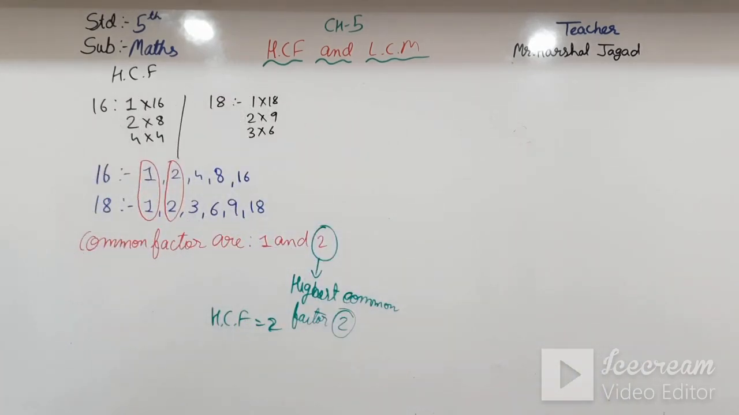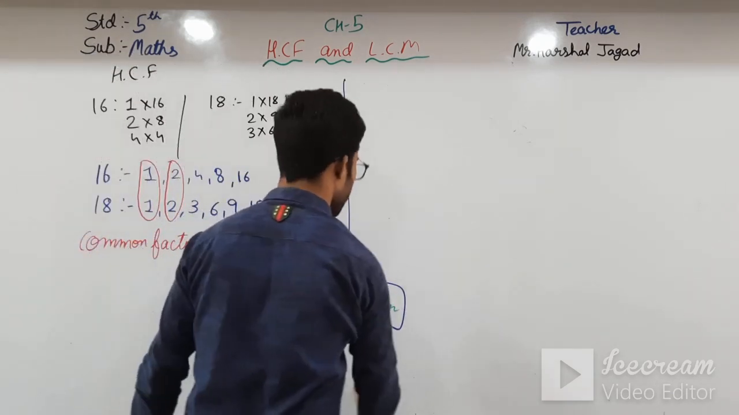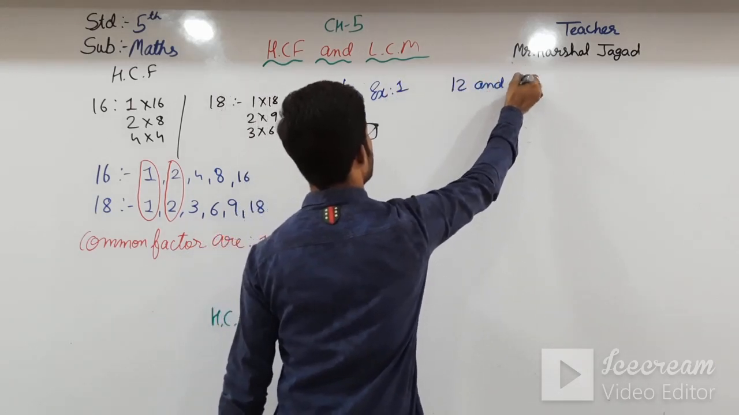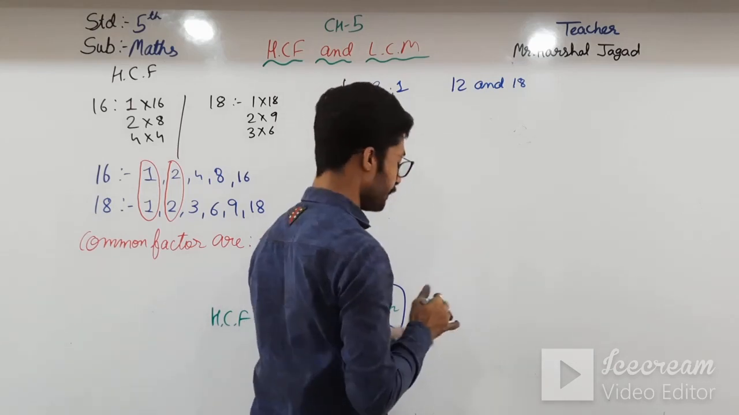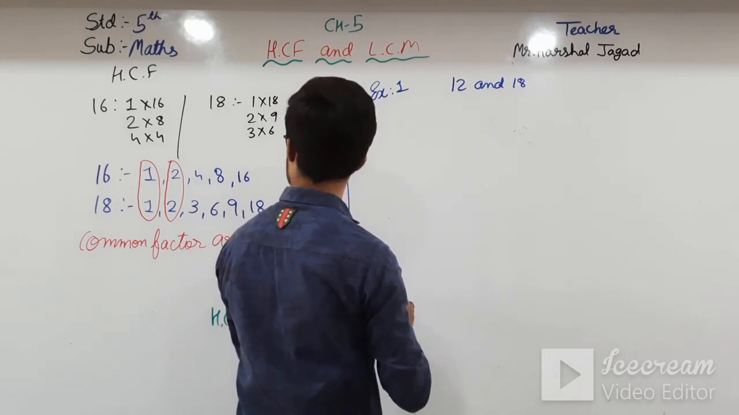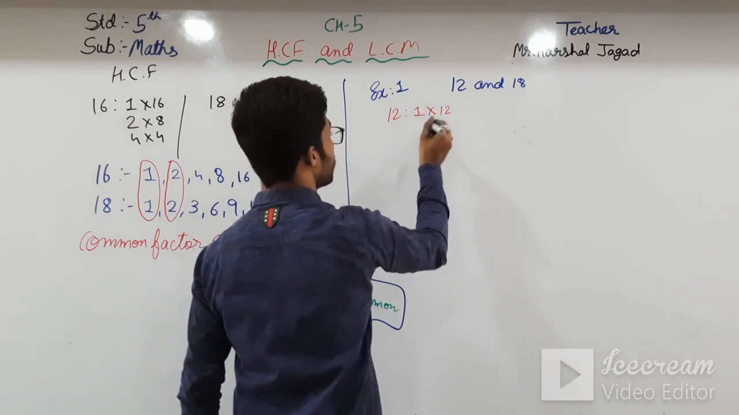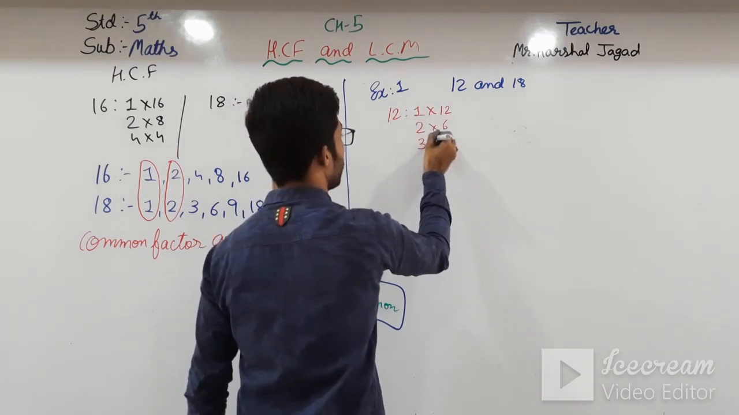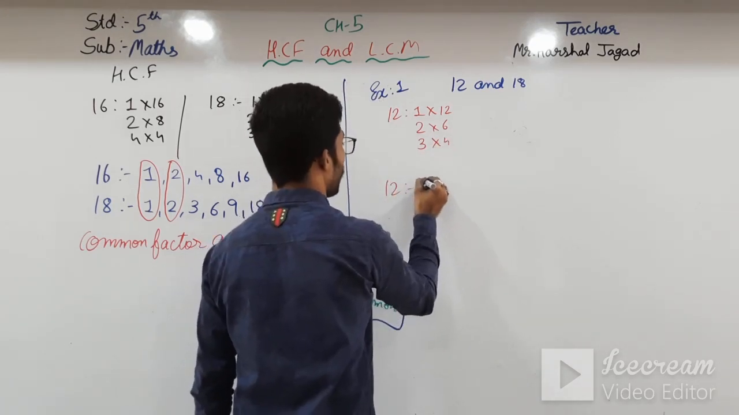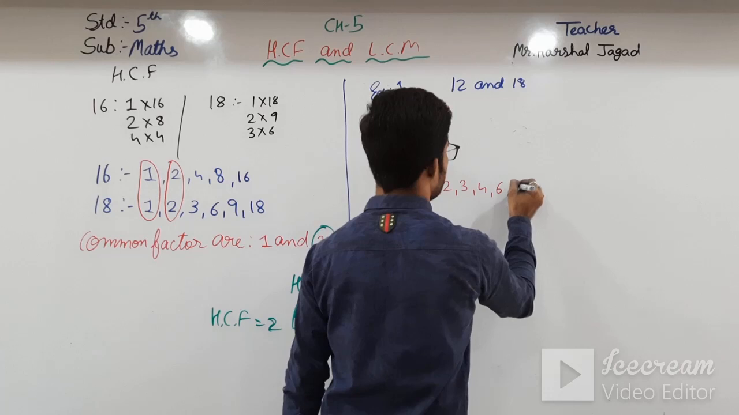So they have told us to find the HCF of 12 and 18. Example number 1, 12 and 18. Okay students, so here first of all finding the factors of 12. 1 into 12, that is 12, 2 into 6, that is 12, 3 into 4, that is 12. So the factors of 12 are 1, 2, 3, 4, 6, 12.